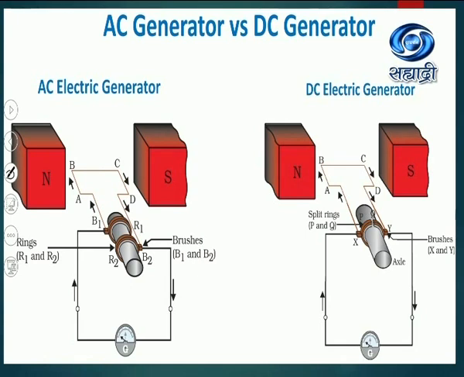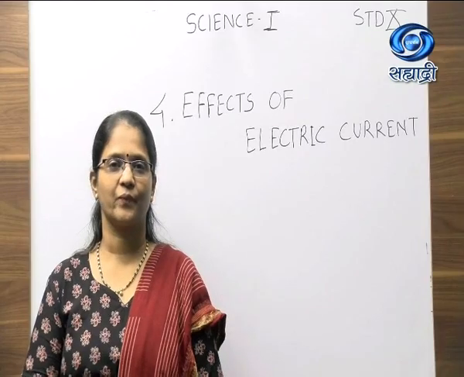Now, direct current does not change direction in the external circuit. To get DC, instead of conducting rings R1 and R2, split rings P and Q are used over here. Because of this arrangement, the branch of the coil going upward is always in contact with one brush and the branch going downward is always in contact with the other brush. So this is the basic difference between an AC electric generator and a DC electric generator.